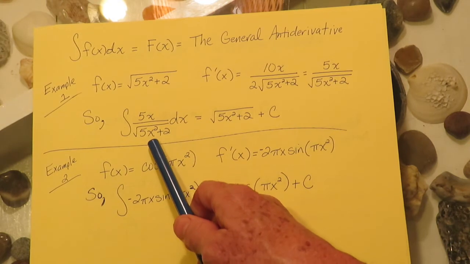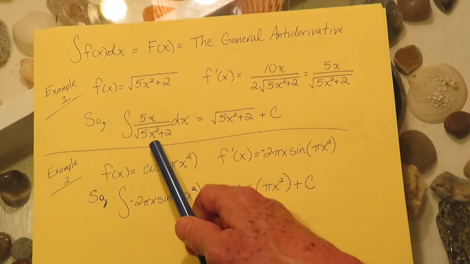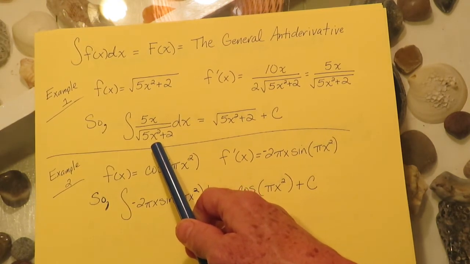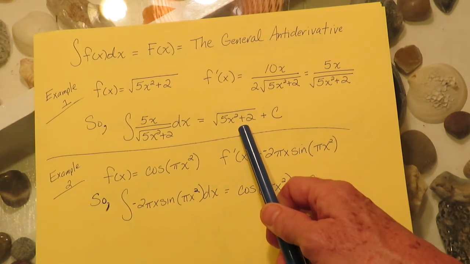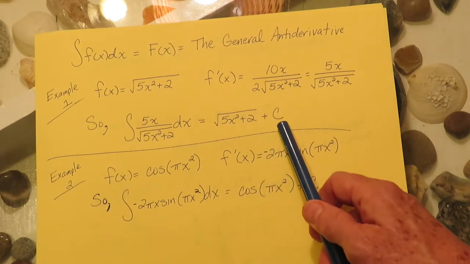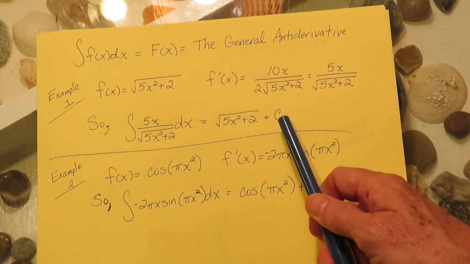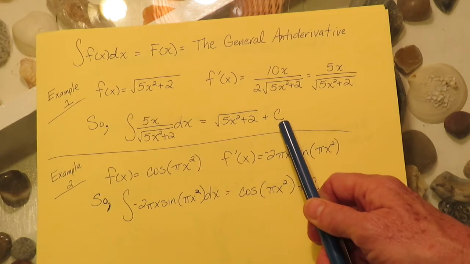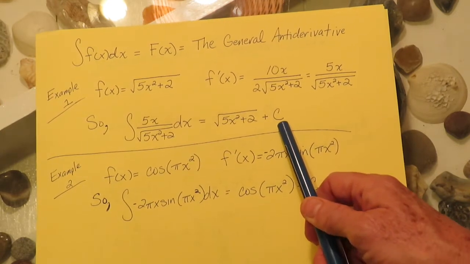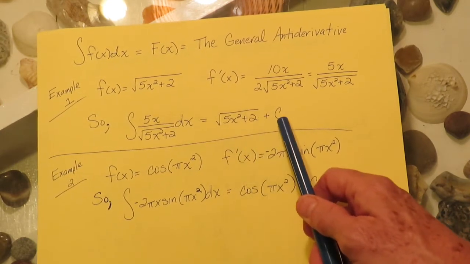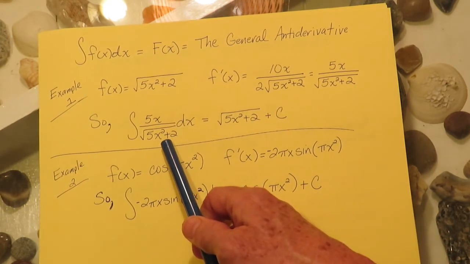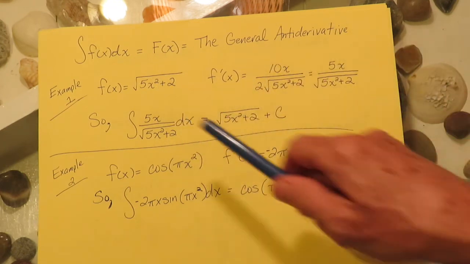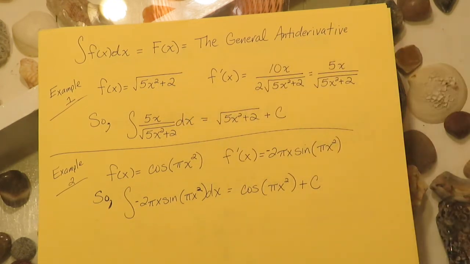The antiderivative of 5x over the square root of 5x squared plus 2 would then be the square root of 5x squared plus 2 plus some arbitrary constant. Because remember, the derivative of a constant is 0, so any constant could be added on here, and the derivative of this function is equal to what we have over here. So that's, again, just generally reviewing our mindset when we're finding antiderivatives.